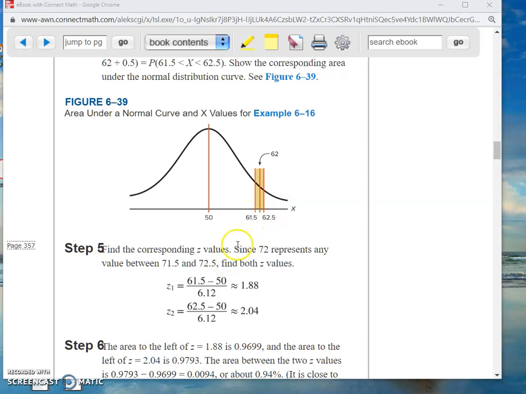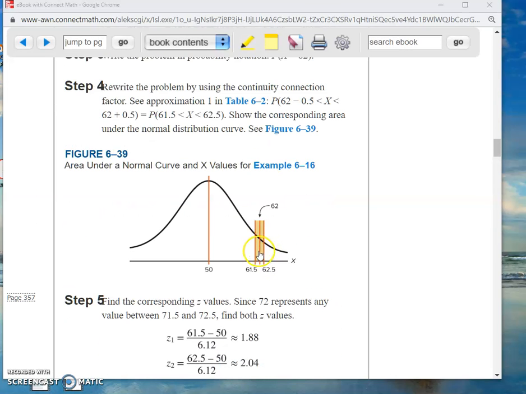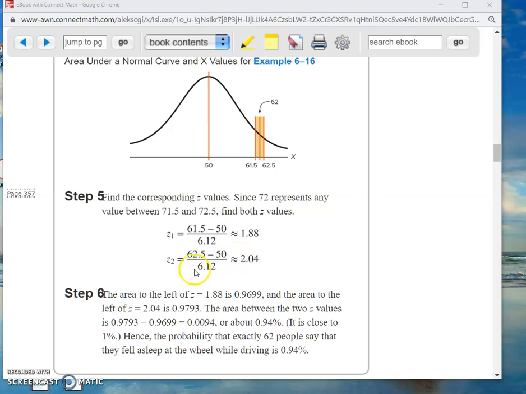We want to find the corresponding z values. Okay, we've done this before. So the z1, we're going to say is the 61.5. The z2 is the 62.5. There it is. So you remember how to do this. It's x take away mu over the standard deviation. Okay, so I guess I'll let you confirm that these numbers are correct.